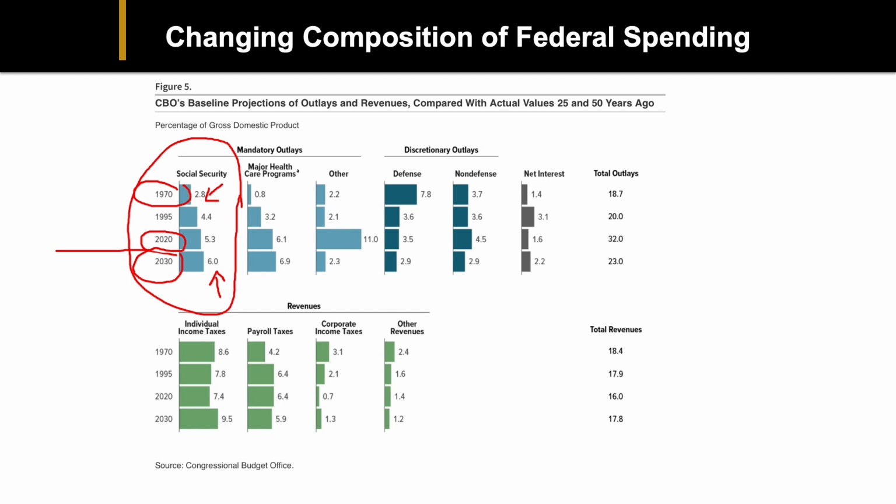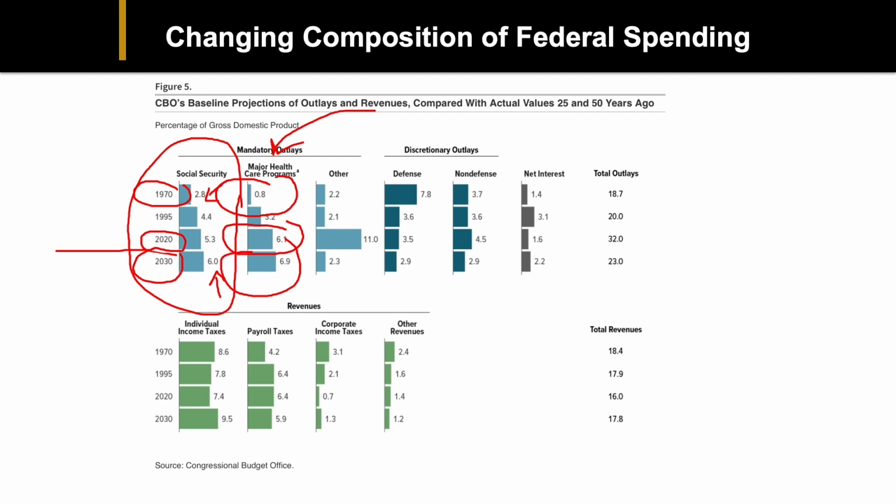Major healthcare programs, that's probably changed the most. 50 years ago, federal spending was only 0.8% of GDP. Now it's over 6% of GDP. It's quite a huge growth. And it's going to continue to grow over the next 10 years. So major healthcare spending has become a much bigger share of government. Now, part of that is from the aging population, but actually, most of that is from just the rising cost per person of healthcare. This is rising healthcare prices.